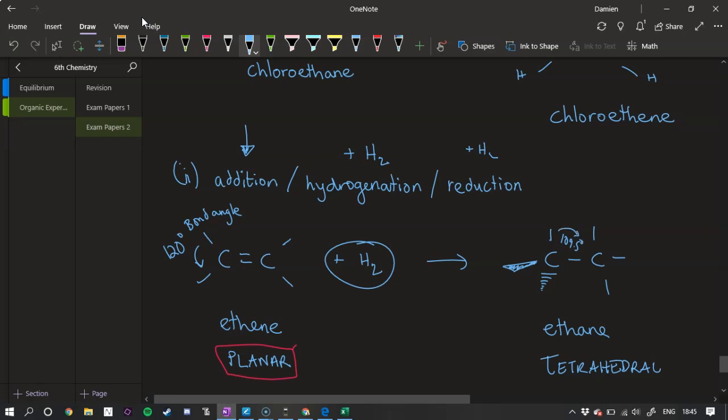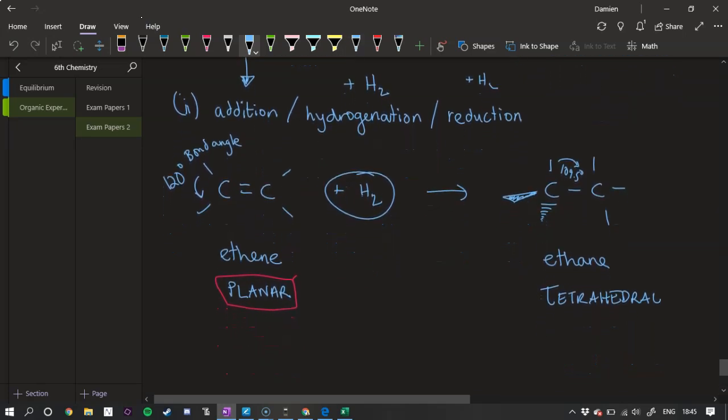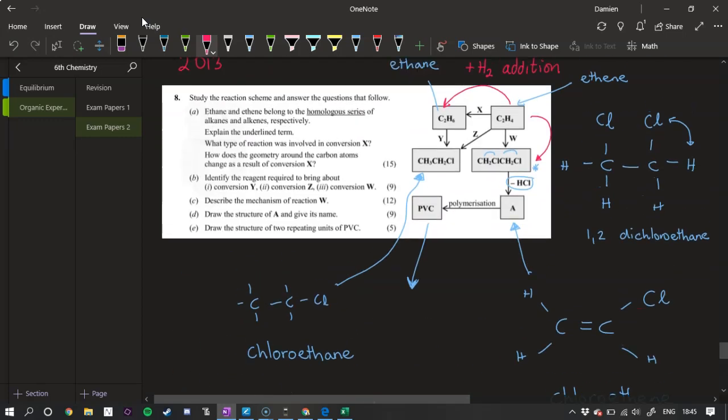So that's a tetrahedral shape, and that's when it asks, how does the geometry change? It goes from planar to tetrahedral, and it's sufficient to just say it goes from planar to tetrahedral. You don't need the bond angles unless it specifically asks you for it. Okay, next question.